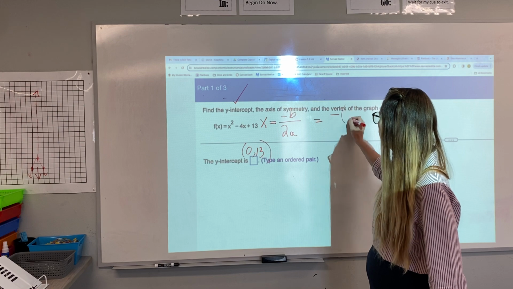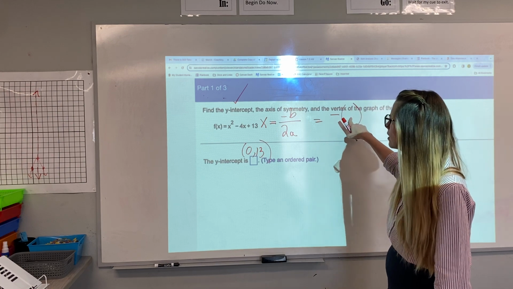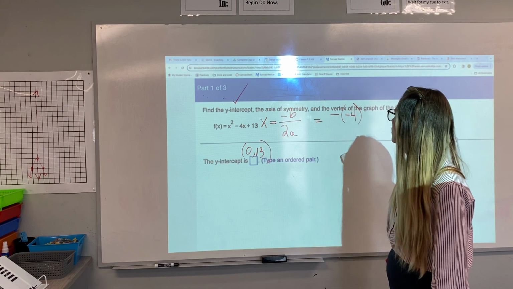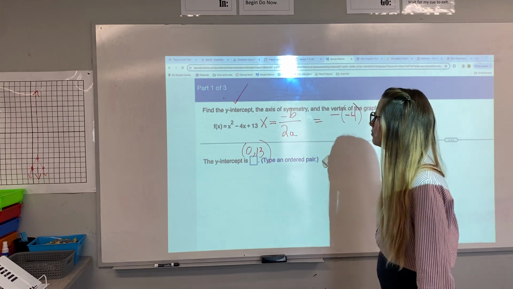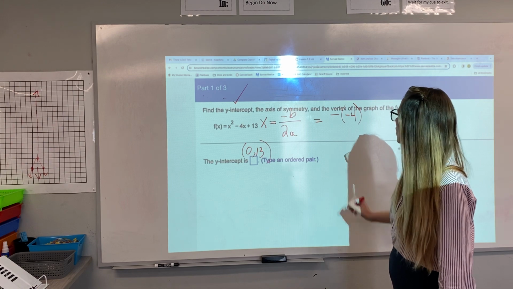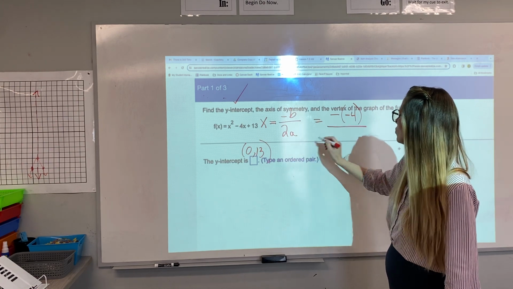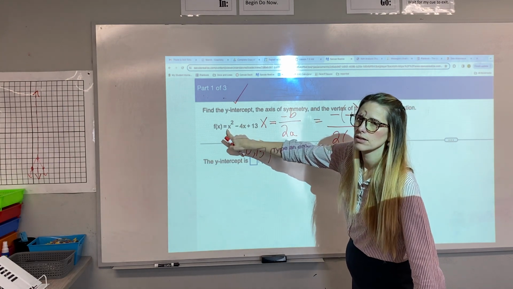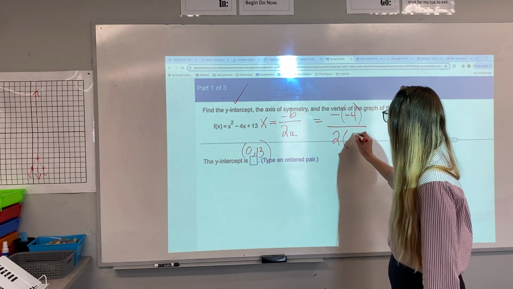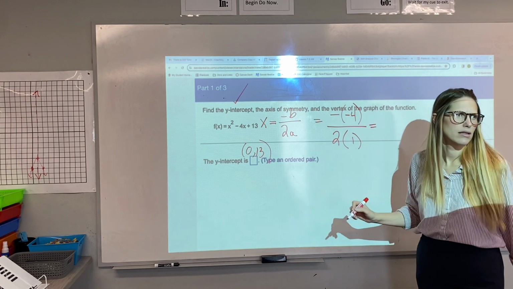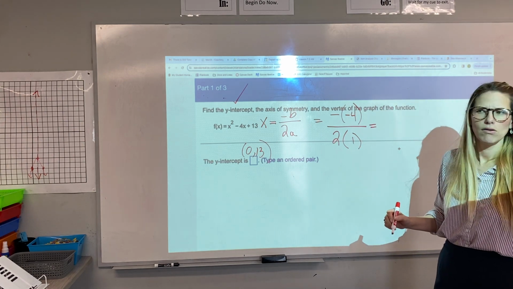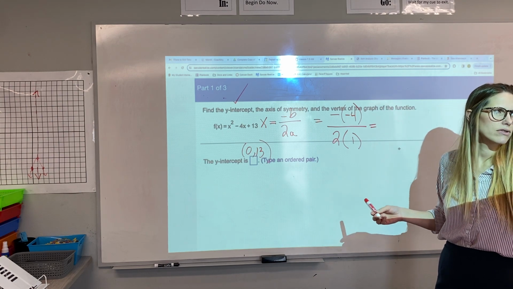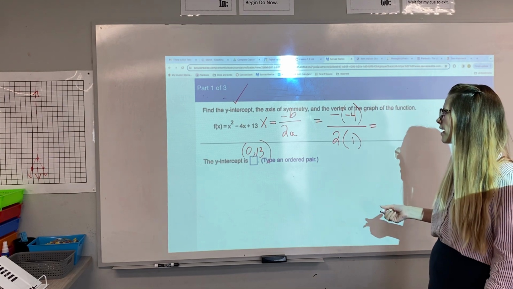It's going to be negative b. So I'm going to fill in my b, which here is negative 4. This is very similar to Callie's problem, but the a is positive. And then 2 times a, the a is 1. Just like for that question, the a can be positive or negative, because you might get a negative. Then you would just fill in a negative number.